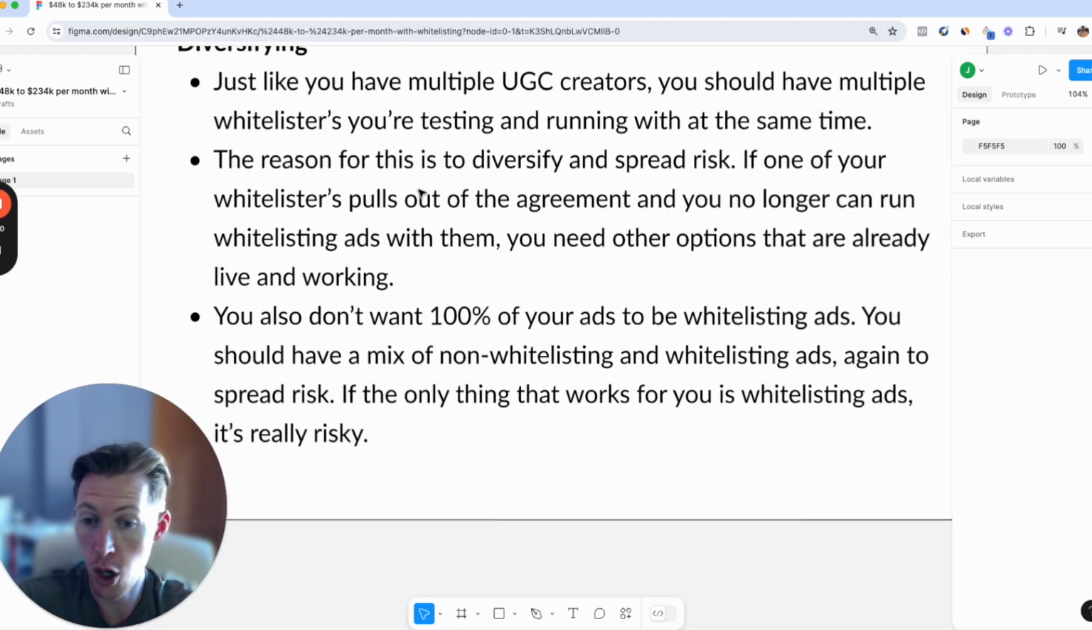You also don't want 100% of your ads to be whitelisting ads, right? You should have a mix of non-whitelisting ads and whitelisting ads, again, to spread your risk. If the only thing that works for you is whitelisting ads, it's really, really risky. It's something I wouldn't recommend. Maybe if you do it for the short term, it's fine, but thinking long term, you want to have cracked the code with your own pages. Whitelisting is just a way for you to get more scale and get other things that are working in the ad account.